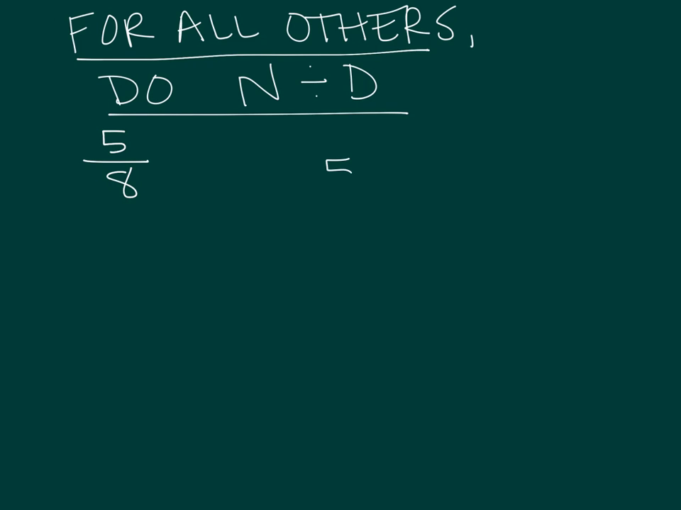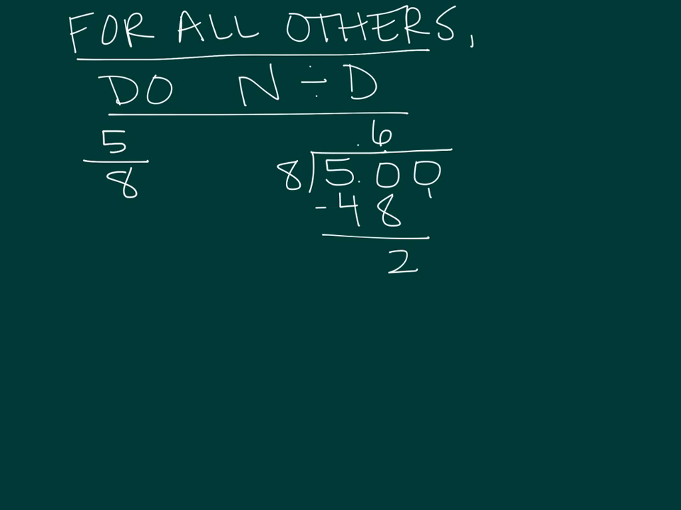What is she talking about? 5 divided by 8. Well, I can't do that. Add a decimal and 0 and you can. 8 goes into 50 6 times. 6 times 8 is 48. Subtract and you get a 2. Well, I got a remainder. My teacher says I can't get a remainder. You're right, you can't. So add another 0.